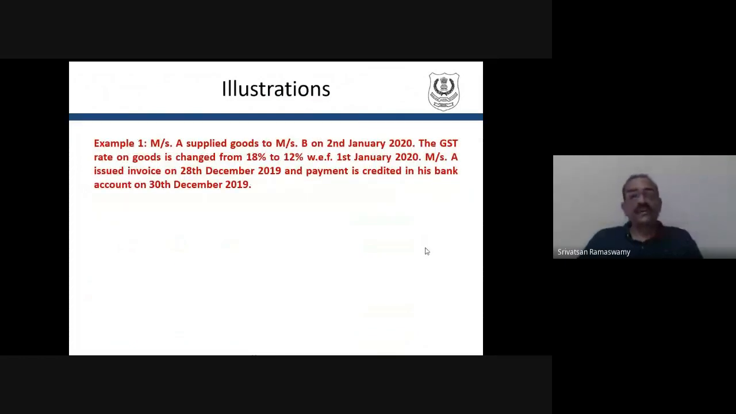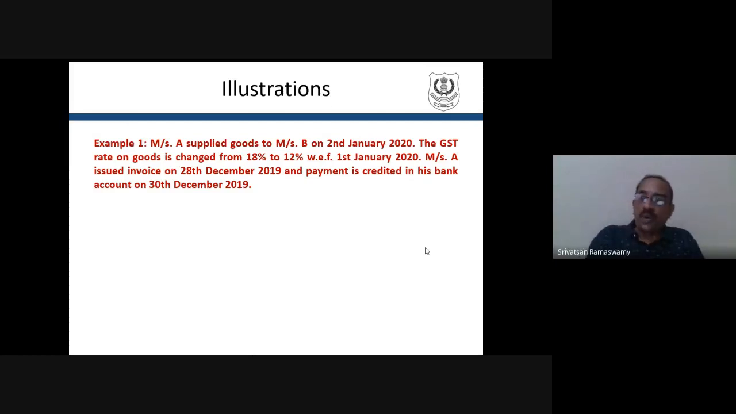Let us assume that A has supplied goods to Mrs. B on 2nd January 2020. The goods, in fact, attracted 18%. That was changed to 12% from 1st of January 2020. And A has issued an invoice on 20th of December 2019, and payment has been credited to his bank account on 30th of December 2019.